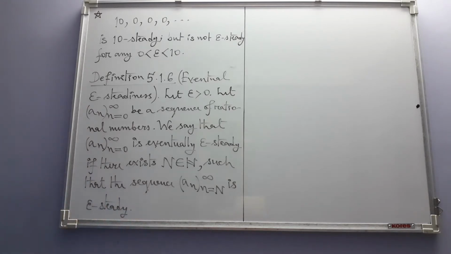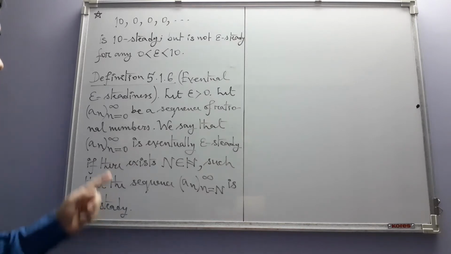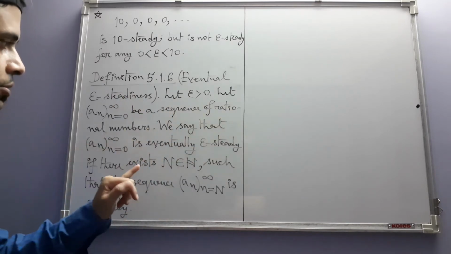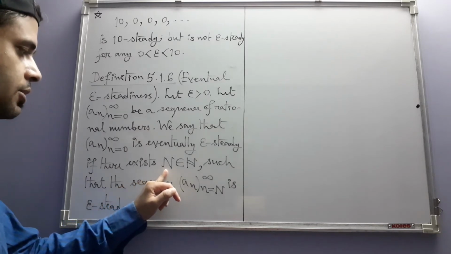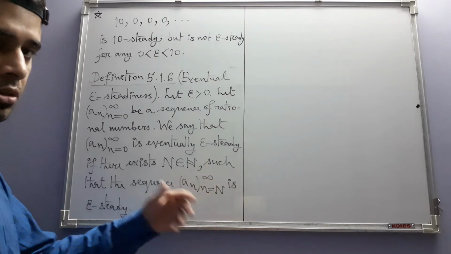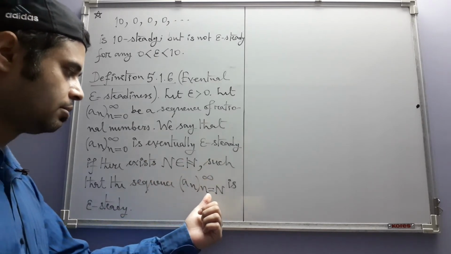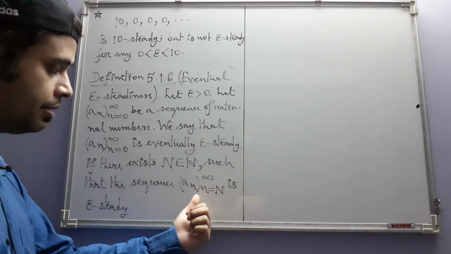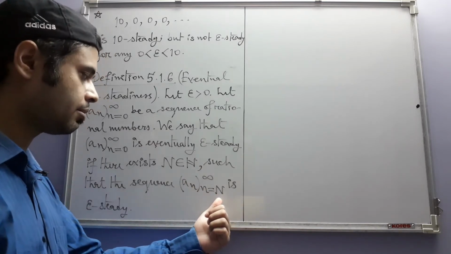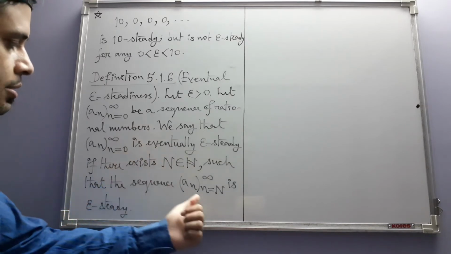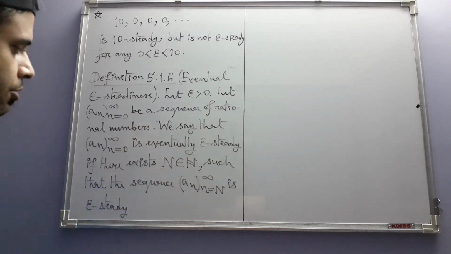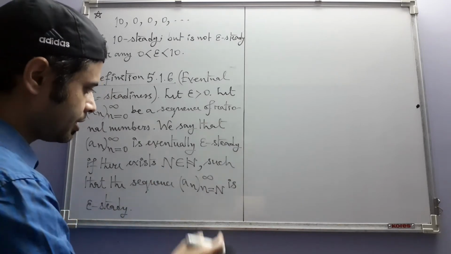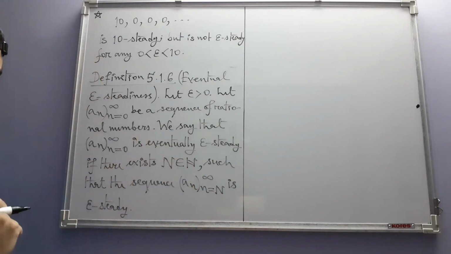That means this notion of eventual epsilon steadiness works like this. You have a sequence of rational numbers and you have a positive rational number epsilon. We will say that this sequence is eventually epsilon steady if you can find a natural number such that if you consider a new sequence whose terms are starting from this stage, that is whose index is starting from that natural number instead of starting from 0, this N may be equal to 0, may not be equal to 0, that we don't have to bother about. If this sequence is epsilon steady, then we will say that the original sequence is eventually epsilon steady.